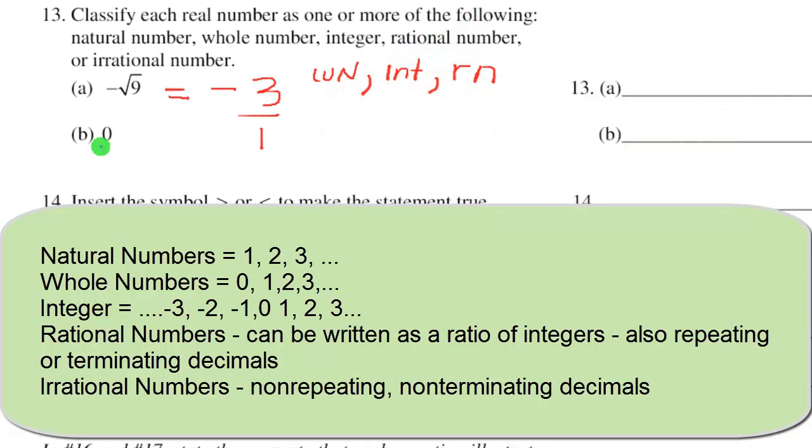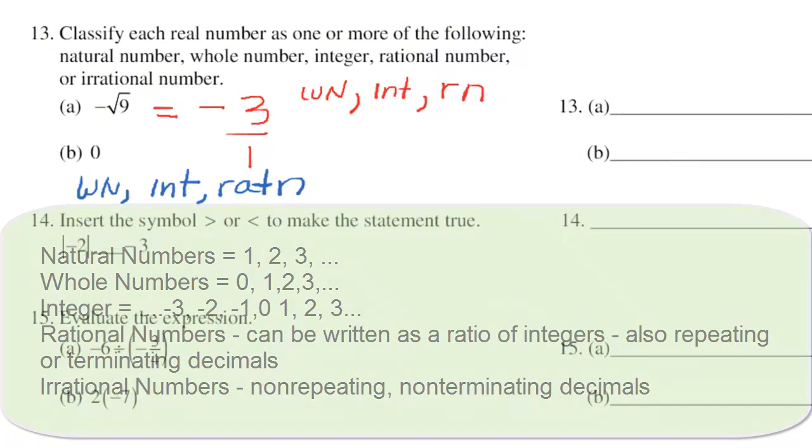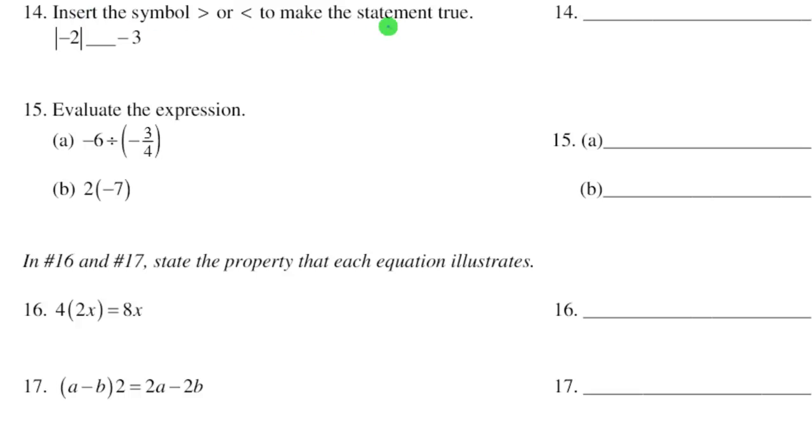All right, let's look at 0. 0 is not part of the natural numbers, as you can see from our list below, but it is a whole number, and it is an integer. And again, because we can write 0 over 1, which is a ratio of integers, 0 is considered a rational number. And if a number is rational, then it's not irrational. So that helps us with that.